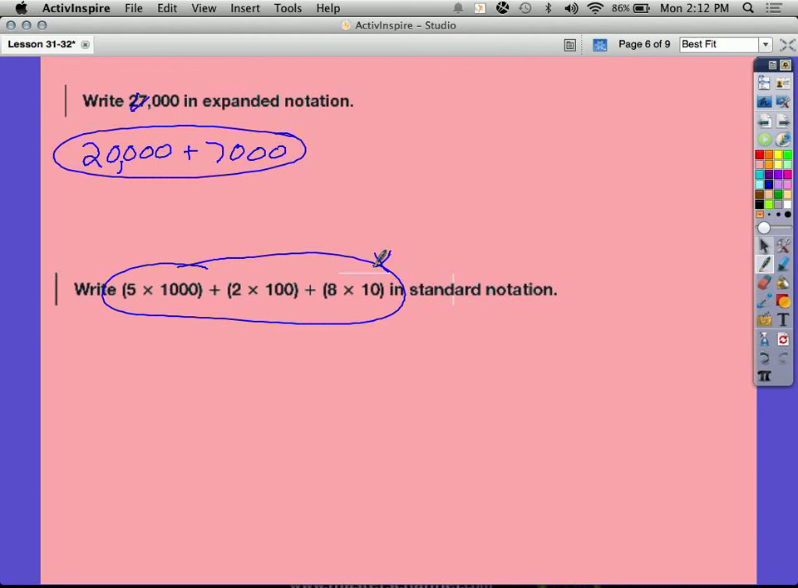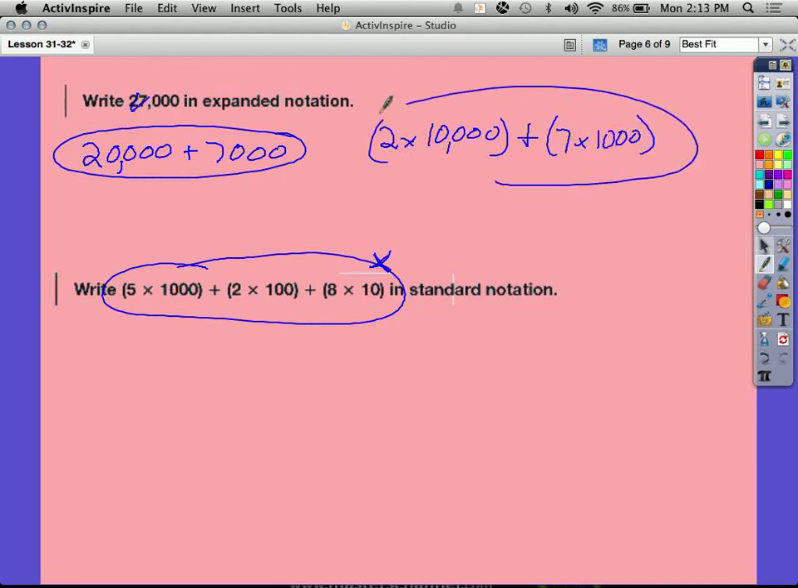If I wanted to write it like this down here, I could go 2 times 10,000, because that's what place value the 2 is in, parentheses around it, plus 7 times 1,000. And that would be the same. Remember, you can do either that way or that way. This is the quicker way. That is my suggestion.